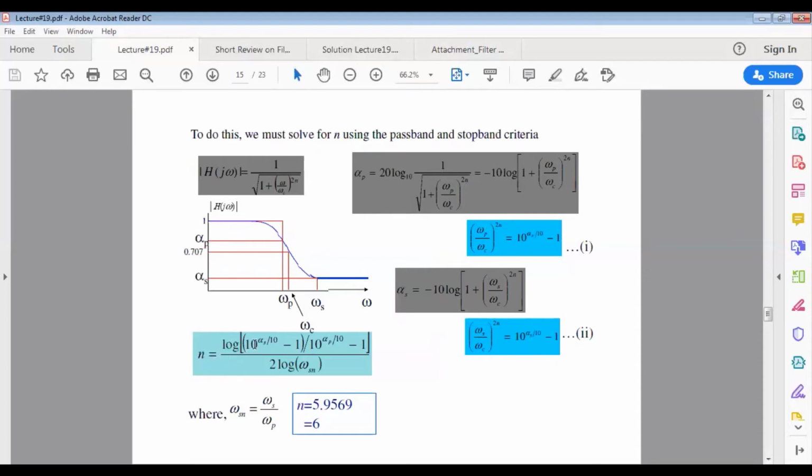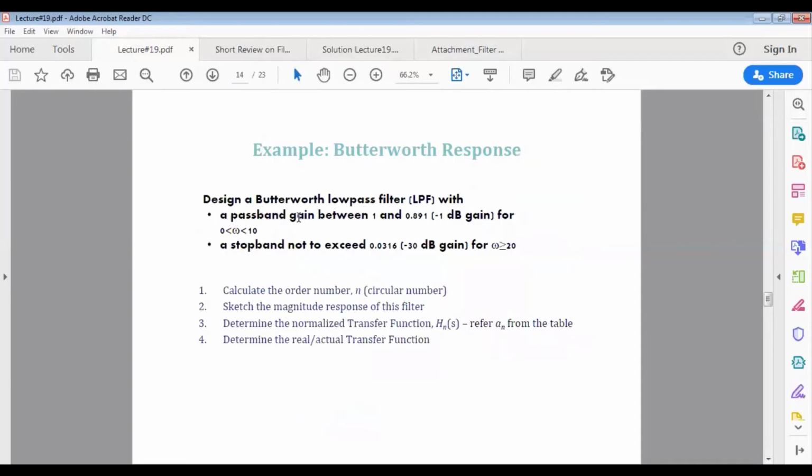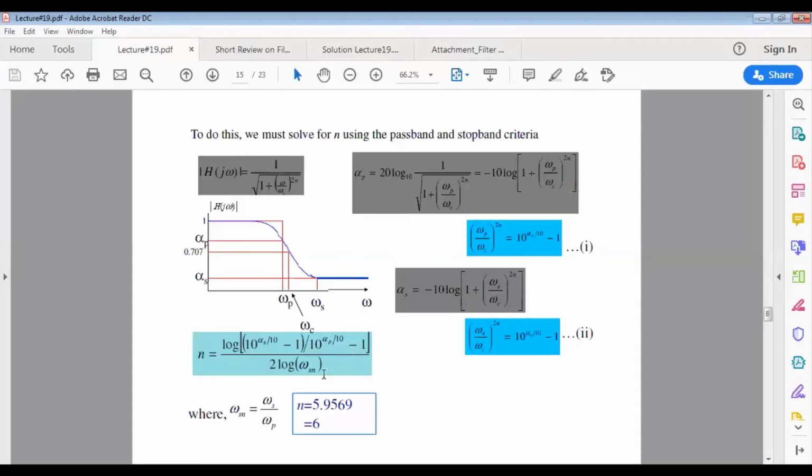N will be based on log 10 of this over 2 log of omega Sn. Since in these questions we are requested to design a Butterworth low-pass filter, LPF, the omega Sn that shall be used here will be omega S over omega P. By substituting alpha S equal to 30 dB, alpha P equal to 1 dB, omega S equal to 20 radian per second, and omega P equal to 10 radian per second, we are supposed to get N equal to 5.9569, and this will give us 6.